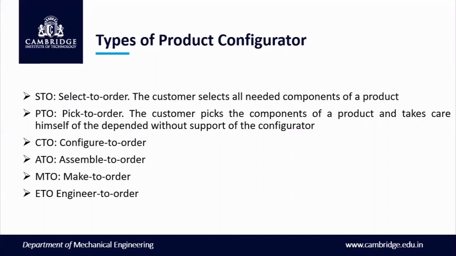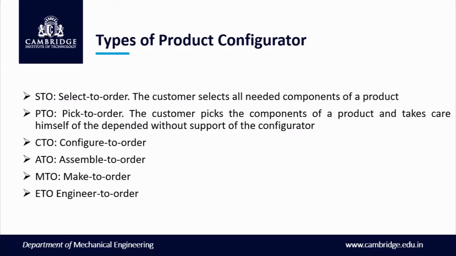PTO, pick to order. In pick to order, the customer picks the components of the product and takes them himself, with different support on the configuration. CTO, configuration to order. What is a different set of configuration? That will be ordered. ATO, assemble to order. Whenever you have to do the assembling, what are the different sets of orders to be given in terms of configuration, and what are the different sets of configuration in terms of assembly? All of this will be interrelated and converted.